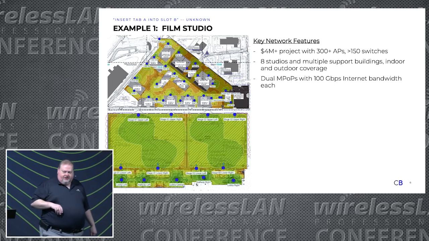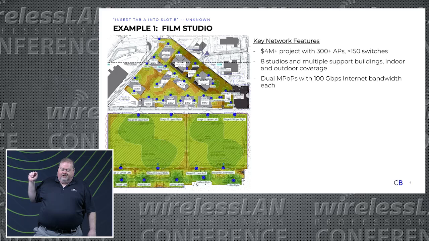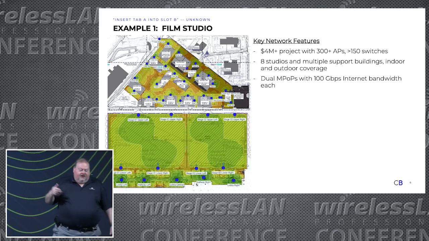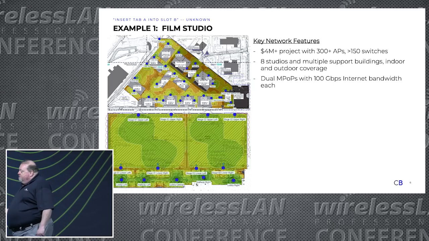First one was a film studio. This was a $4 million project just on the Wi-Fi side. We actually had more money within Comcast invested in this project, but just on the Wi-Fi side, it was a $4 million project. We had over 300 access points, over 150 switches. It was 8 studio buildings and then multiple support buildings. We had dual MPOs, each one with 100 gigabit fiber coming in. So I mean, this was intense.